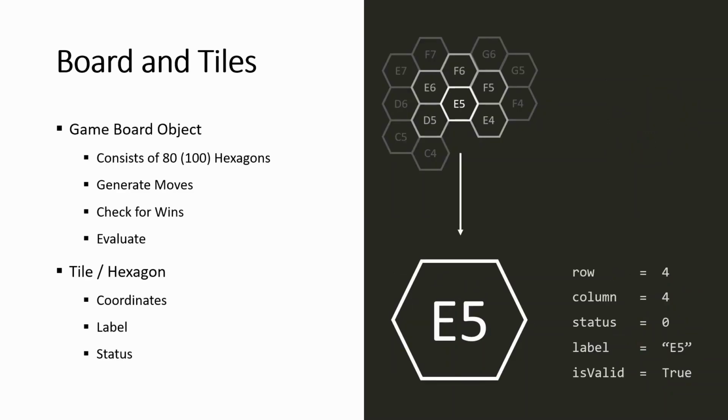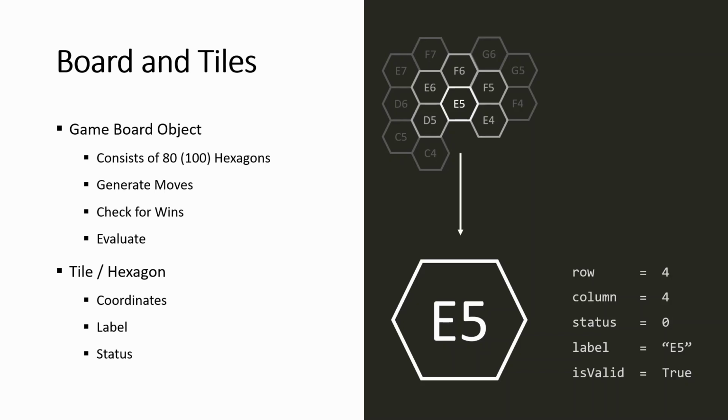The board itself is represented by a 10x10 array of hexagon objects. As the game board only has 80 tiles on it, 20 of these hexagons are deemed invalid. The validity of a hexagon is set in a designated class variable, together with a label like A1 or E5 and a status. This status can be 0 if the tile is empty, 1 if player 1 has a piece on there, 2 if player 2 has a piece on there, 3 if this tile is blocked for player 1 so he can't place a piece there, or 4 if this is blocked for player 2.